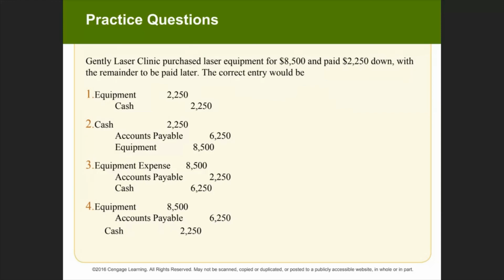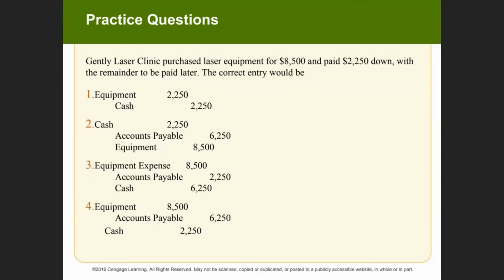Oh, yeah. Number 4. It's not a line problem, so you can't really tell, but now that you can see how it's a line, it's 4. But I thought it was 2. Yeah. The equipment's the equity, and then the accounts payable and the cash is the liability. So it makes sense.